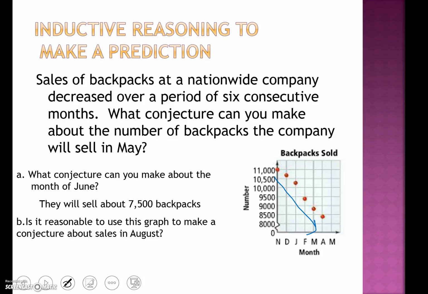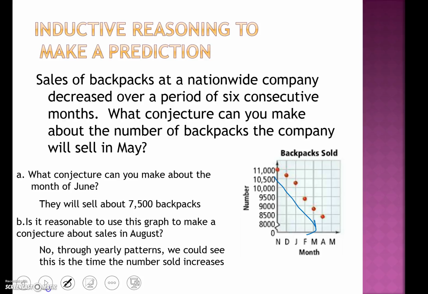Now, what I want to know is, is it reasonable to use this to make a conjecture about August? And what I want you to think about is what happens in August. Well, unfortunately, many of you go back to school at that time. And so in that case, odds are many people are actually purchasing backpacks. So it is not reasonable to use this graph, but instead something that would be more yearly, sold on a yearly pattern.